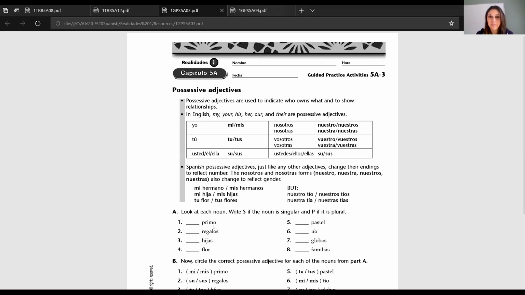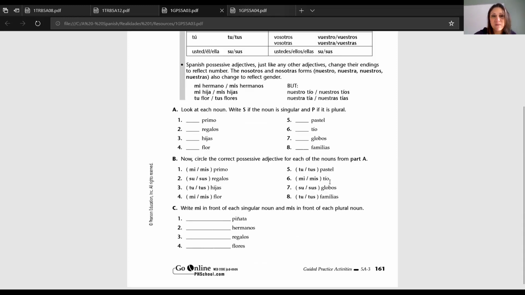All right, so primo, go ahead, just whiz through that, Joshua. Right, that would be singular. Regalos, plural. Hijas, plural. Flor, singular. Pastel, singular. Tío, singular. Globos, plural. Familias, plural. Just like in English, you just look at the end, and if it has an S, then it's usually plural, or an ES at the end, it's plural. So let's go on now to B, and pause the video and do B and do C, and then come back, and Joshua and I will write in the answers.